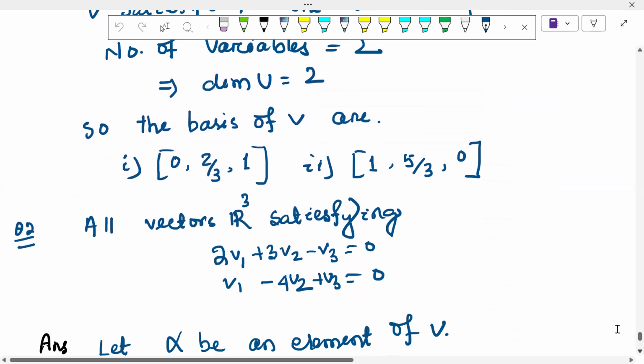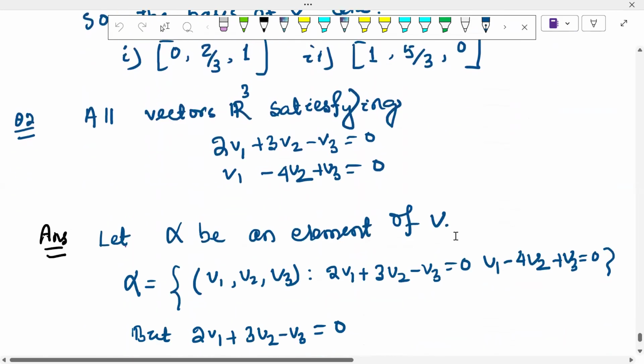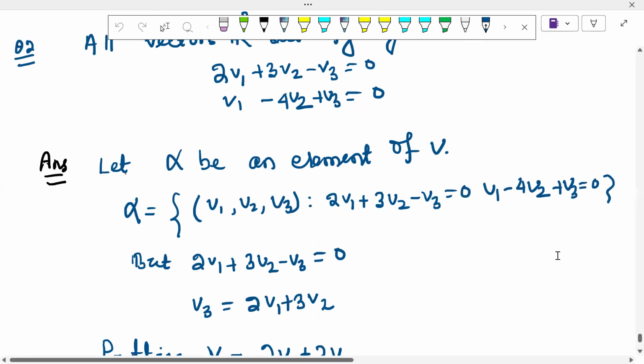That is question 1. And question 2 is that all vectors in R^3 satisfying these conditions: 2v1 plus 3v2 minus v3 equal to 0, and v1 minus 4v2 plus v3 equal to 0. From these conditions, we consider a vector space V, and alpha represents (v1, v2, v3) such that 2v1 plus 3v2 minus v3 equal to 0, and v1 minus 4v2 plus v3 equal to 0.